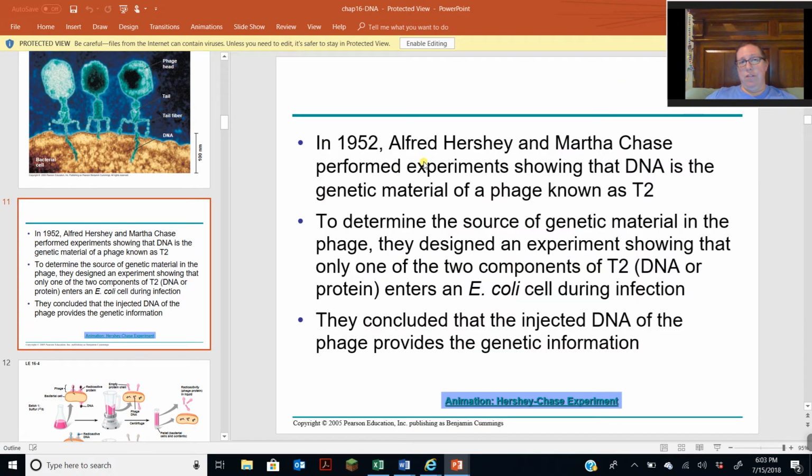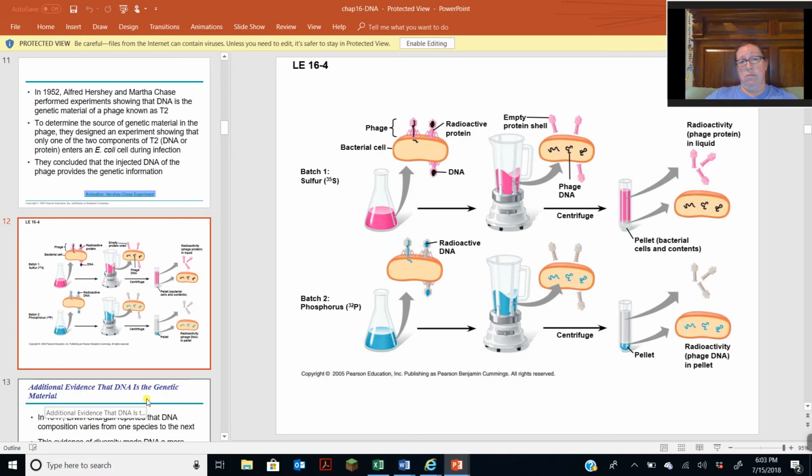So in 1952, here we have Hershey and Chase, whom I was just talking about. They use these phages to attack E. coli, and they showed that it was the DNA that was the genetic material. And here's a picture. Kind of looks gross, but this is what they look like.